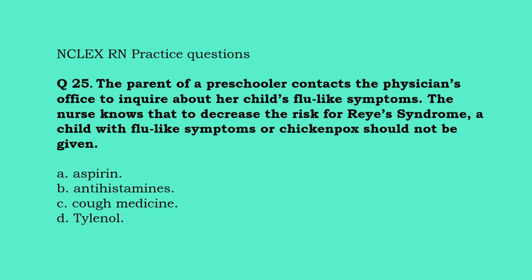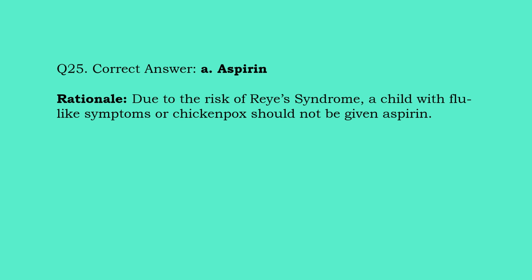NCLEX-RN Daily Practice Questions. Question 25. The parent of a preschooler contacts the physician's office to inquire about her child's flu-like symptoms. The nurse knows that to decrease the risk for Reye's syndrome, a child with flu-like symptoms or chickenpox should not be given: A. Aspirin. B. Antihistamines. C. Cough medicine. D. Tylenol. Correct answer, A. Aspirin. Rationale: Due to the risk of Reye's syndrome, a child with flu-like symptoms or chickenpox should not be given aspirin.